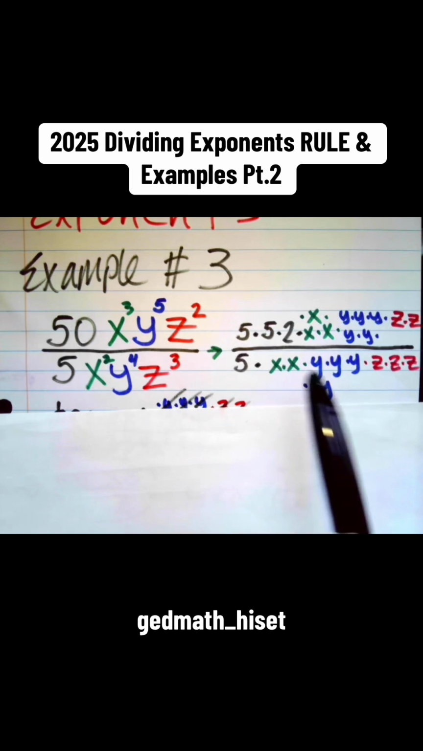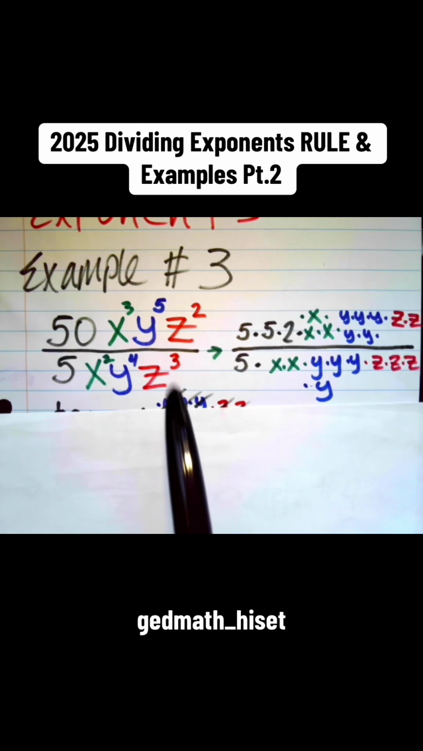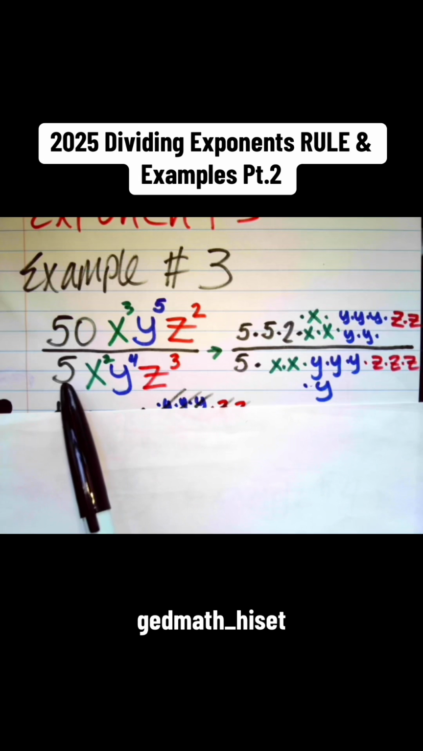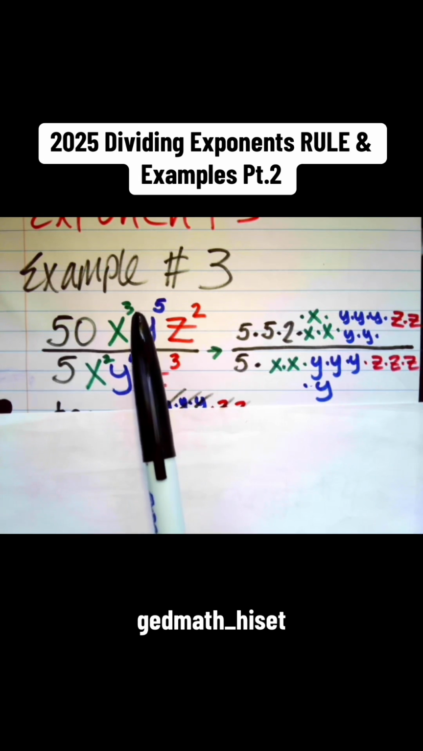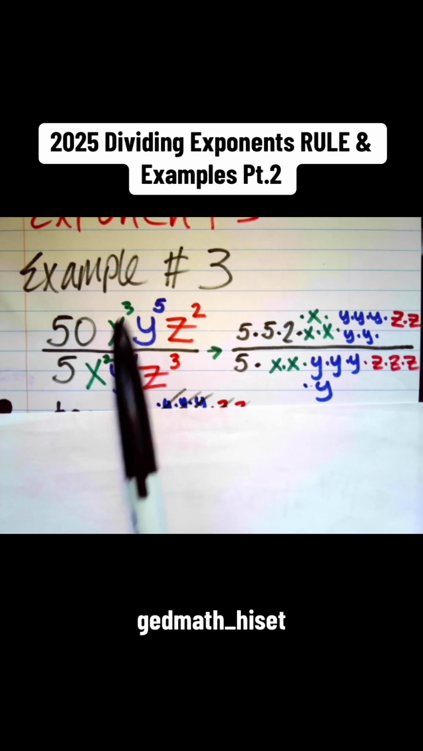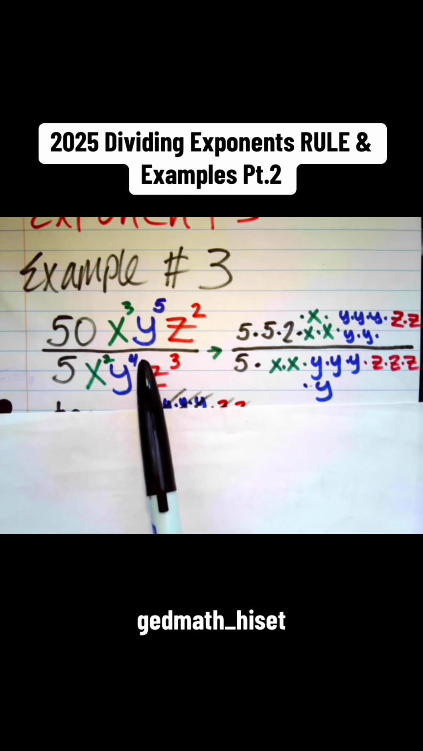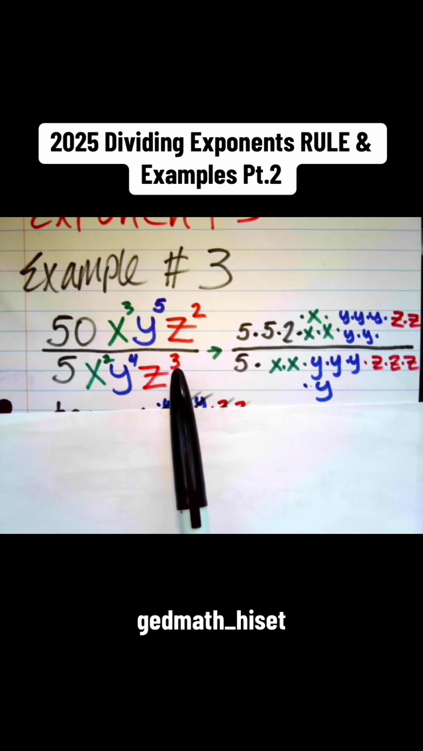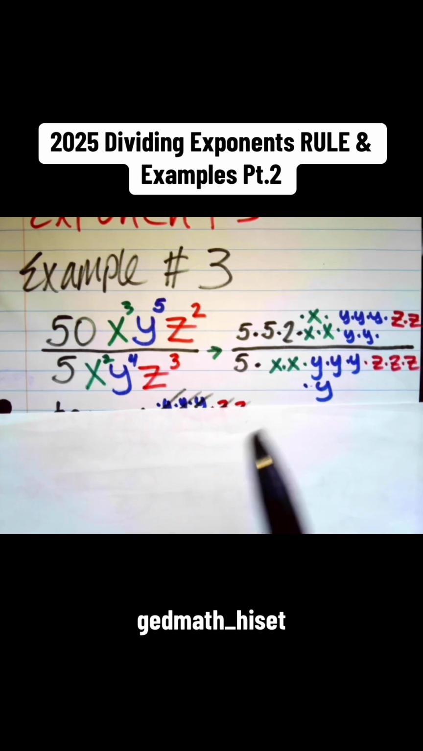Now you don't have to use the expanded form like I'm showing you. You can simply divide 50 by 5, which is 10, right? You can subtract 2 from 3, which is x to the first power. 5 minus 4, which is y to the first power. And 2 minus 3, which gives you a negative 1. That means that 1z would stay in the denominator's place. You could do that if you understand, but if you don't understand that, it's always best to use expanded form.